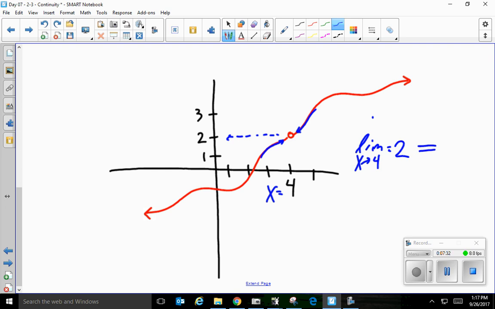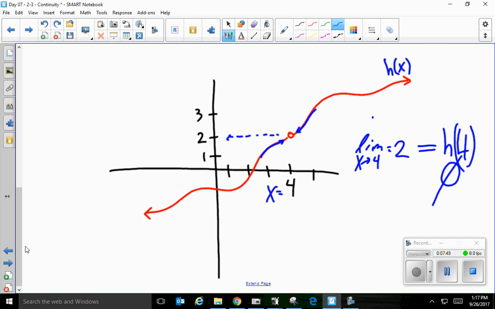Is that equal to the function at x? What is the value of my function? We'll call this h of x. What's h of 4? It's undefined. There is no value there, is there? It's undefined. So there, it is not continuous.